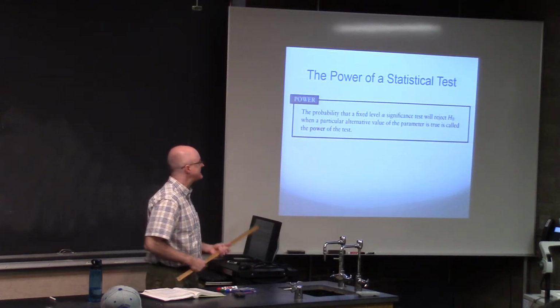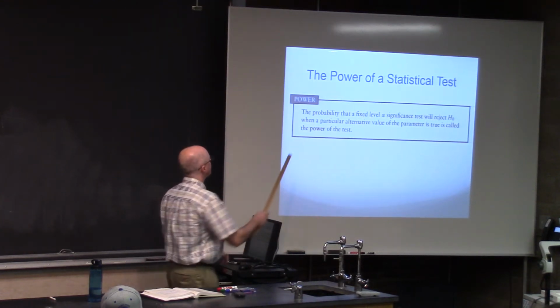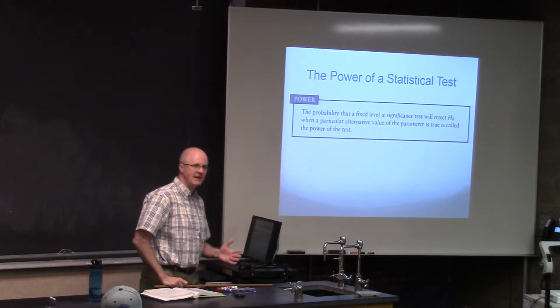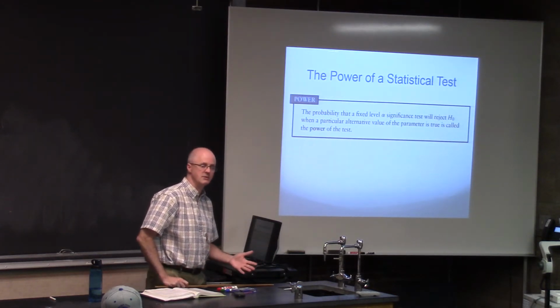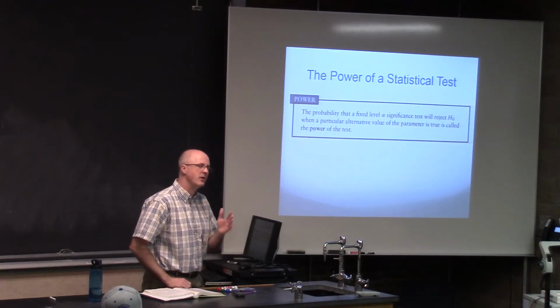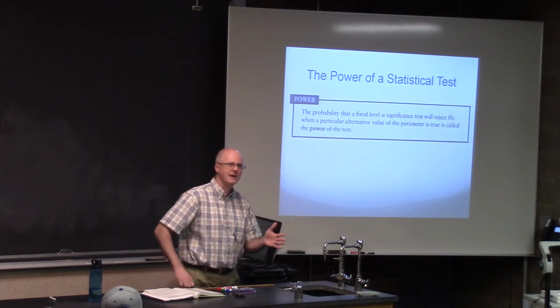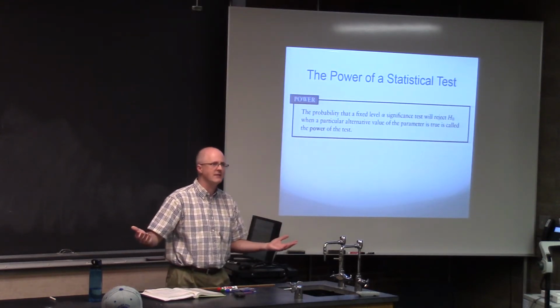Power is a probability. Notice that word there. It's the probability of doing the correct thing: rejecting the null when it's false and the alternative is true. Though you have to compute it for a specific alternative value. Different alternative values give you different powers. How do you pick which one you use in real life?